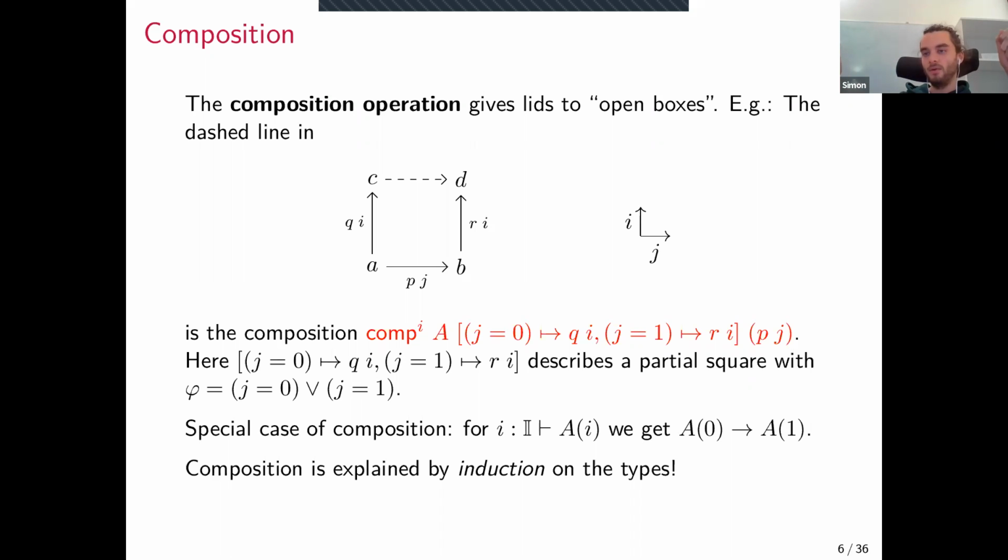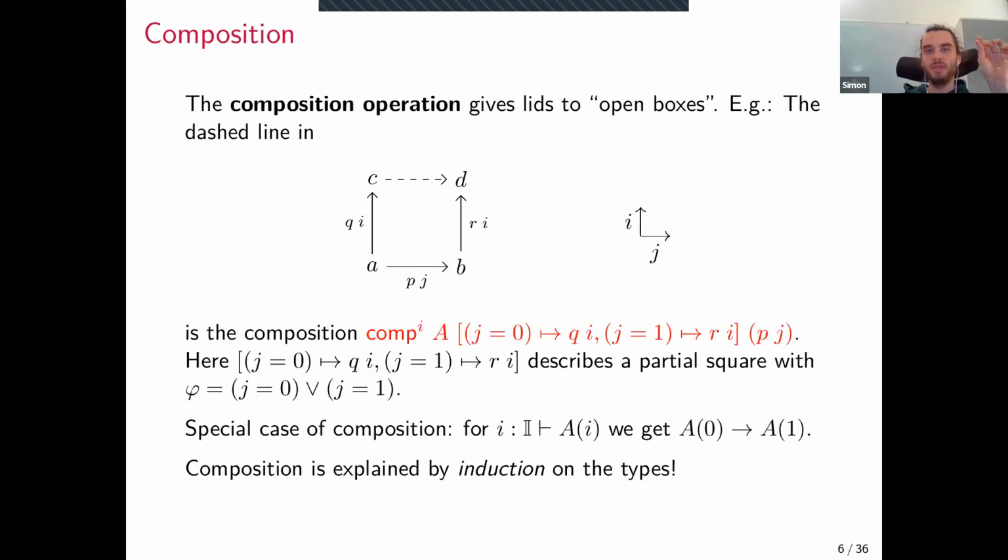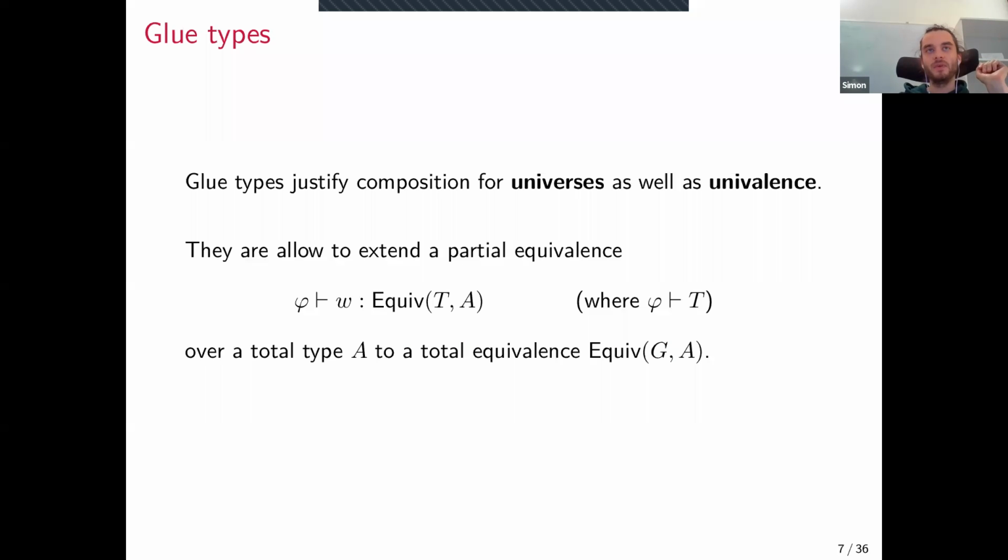So you can write it in terms of the components of the type former you're looking at. Other ingredients are these glue types. I will also not fully explain this, but just mention why they're useful. So these glue types justify composition for universes. If I have this explanation for the type of a universe, then it will involve this glue type. But they also allow us to justify univalence.